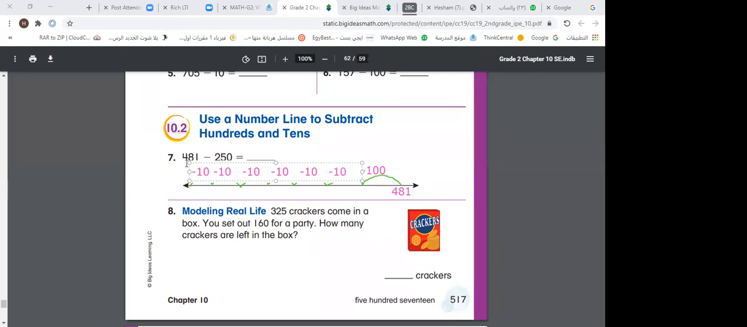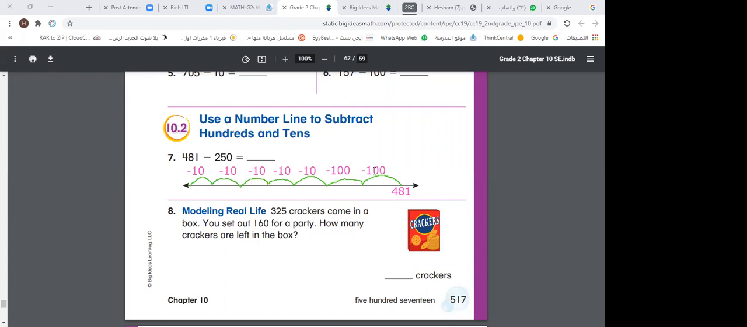Now, Ilan, let's subtract. Yes, that's right. Let's write it again, Ilan. Minus 10, minus 10, minus 10, minus 10 and minus 10. 1, 2, 3, 4, 5. Now we have 5 tens. Now let's subtract, Ilan.